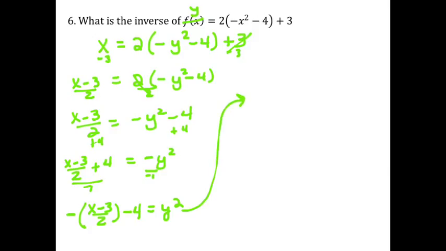And so now, last step, we can square root both sides. I'm going to move up here. And if I square root both sides, y is equal to the square root of negative x minus 3 over 2, minus 4. And that would be our inverse function.